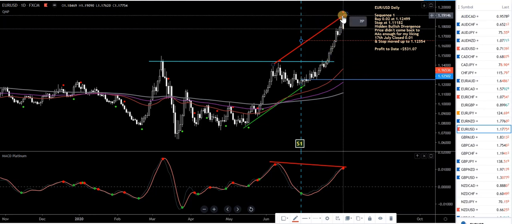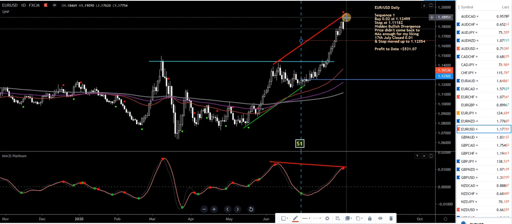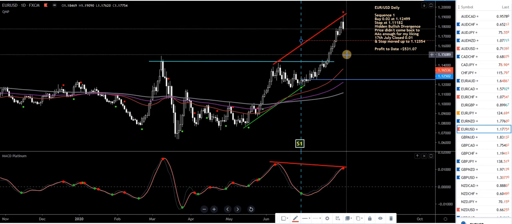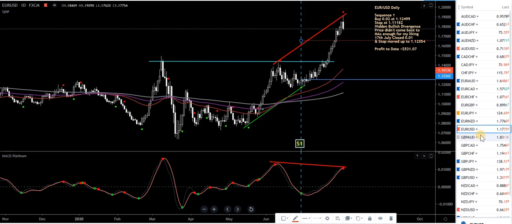And I'll take the sell, and the stop will be up here somewhere. It's not a bad setup. That's a big, I'm not sure what sort of candle we call it, but it's a big bearish one, and everything's lining up. So that's the Euro USD.